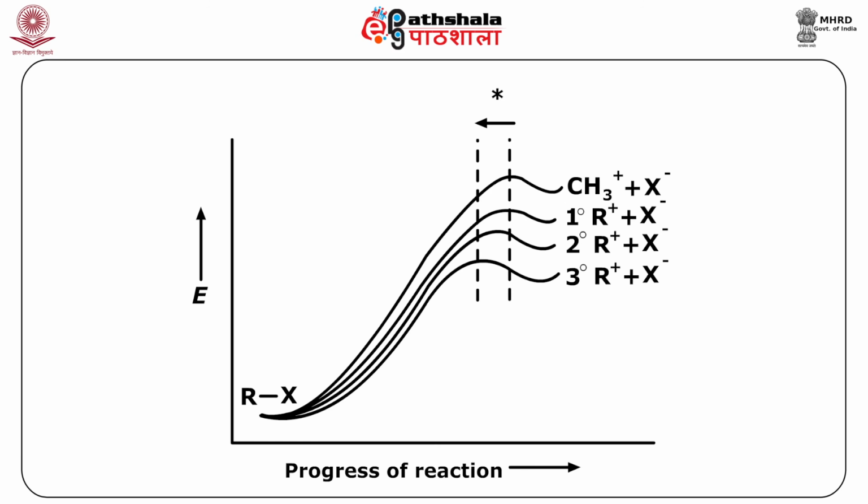Now, let us see, students, any change that helps to stabilize the products relative to the reactants shifts the transition states towards the reactants. For example, the transition state for the carbocation intermediate moves towards the reactant as the intermediate species becomes more stabilized, that is in primary, secondary and tertiary. Now, here you can see in this figure the clear depiction of transition states for the carbocation intermediates.